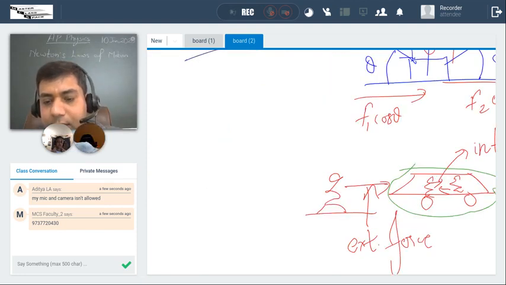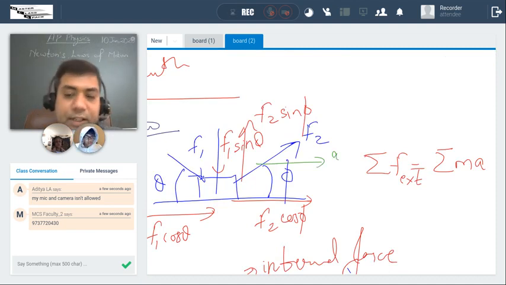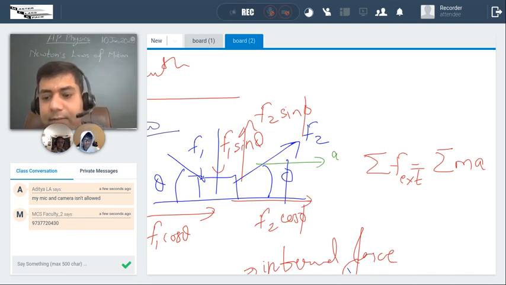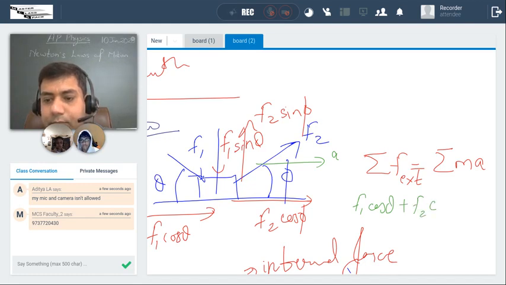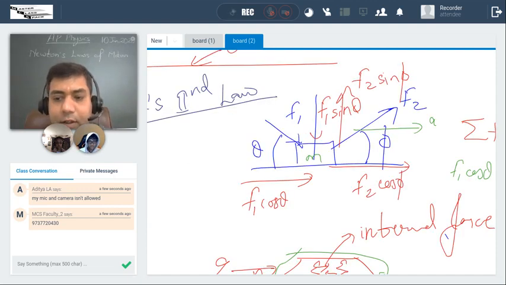Here we go. So basically, this body will move towards the right with acceleration. I can write here F1 cos theta plus F2 cos phi equals mass of the body times acceleration. The summation of the external force is going to be mass into acceleration. This is given by the second law.